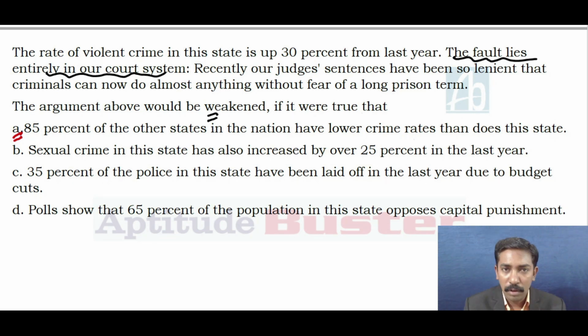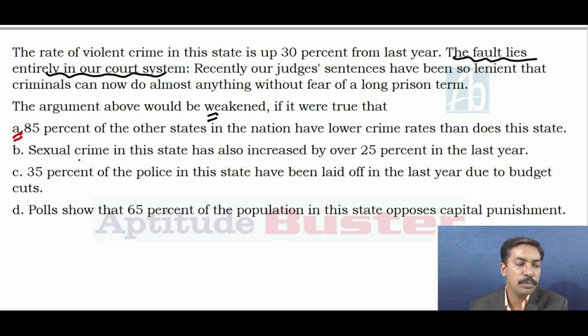Certainly doesn't. Option A provides you a comparison of crime rates, or it says that other states have lower crime rate. It doesn't give us a reason, or it doesn't weaken the argument. We can eliminate option A.